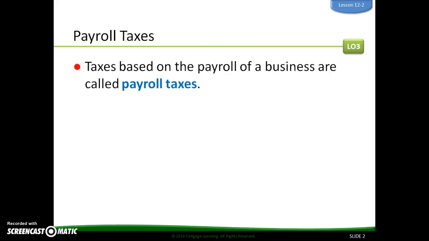So first thing you just want to be aware of, taxes that are based on the payroll of a business are called payroll taxes. That should feel like a no-brainer. And this is based on employee earnings. So whenever you pay employees either commission, salary, or wage, you need to calculate payroll taxes on those earnings.